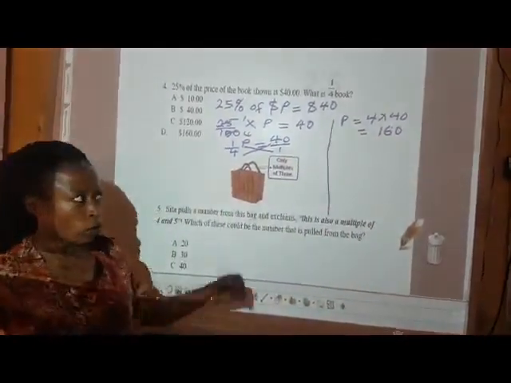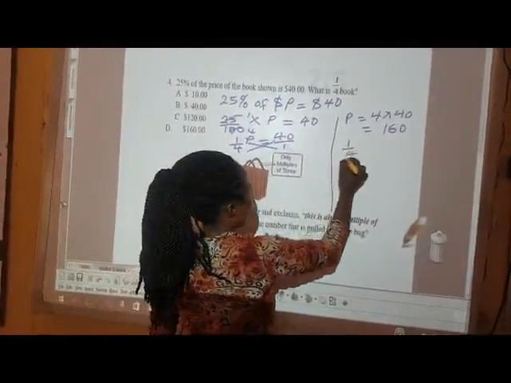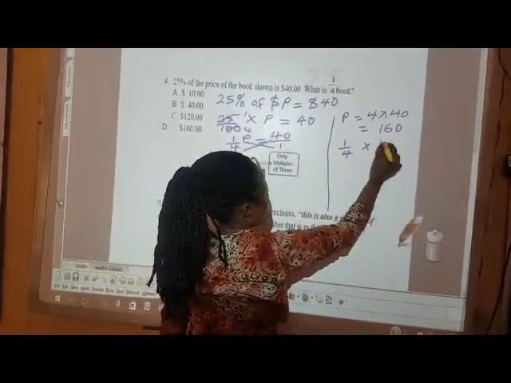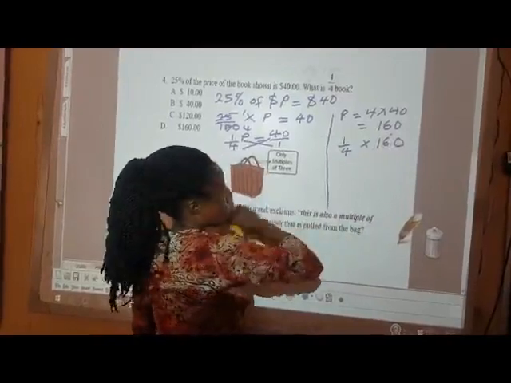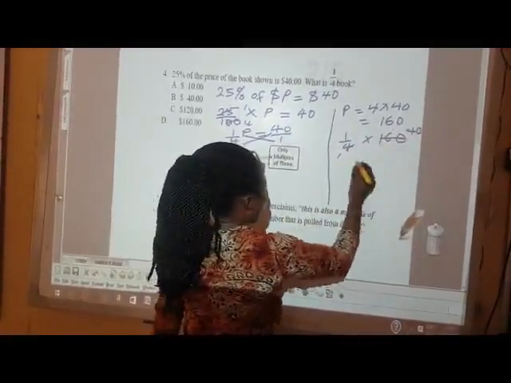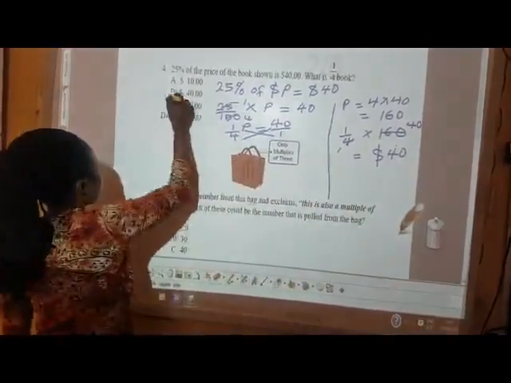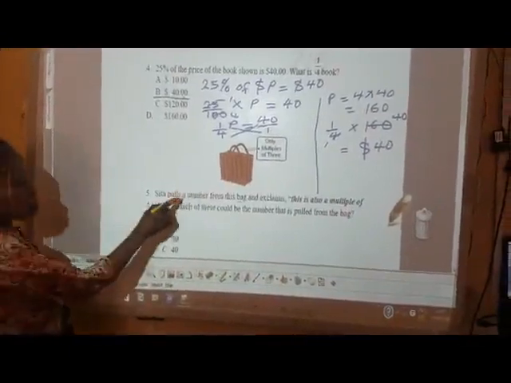Now the next part of the question is you have to look for 1/4 of 160. So 1/4 times 160. Let's cut 4 here: 1, and 4 in 160 is 40. Your answer is equal to $40.